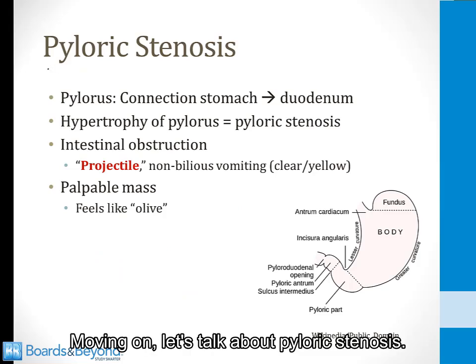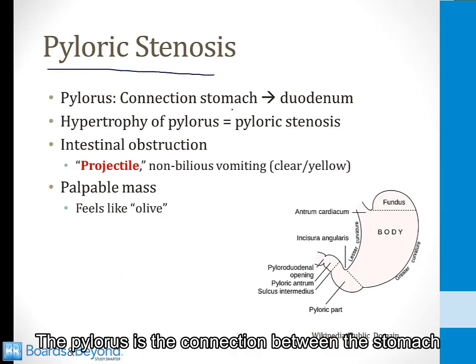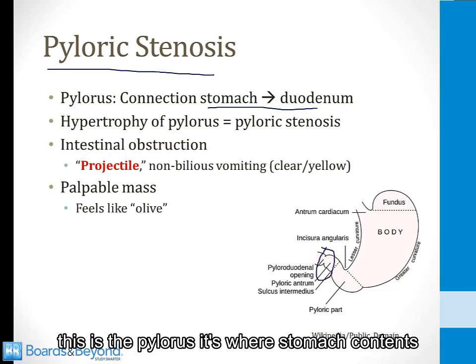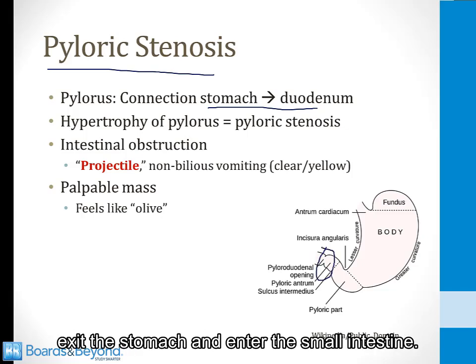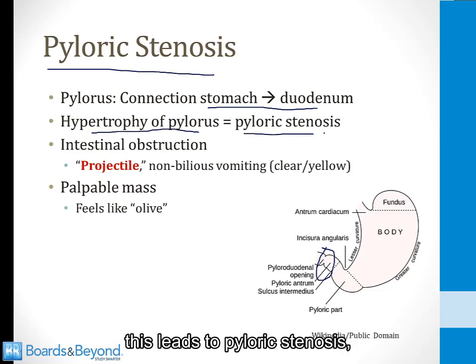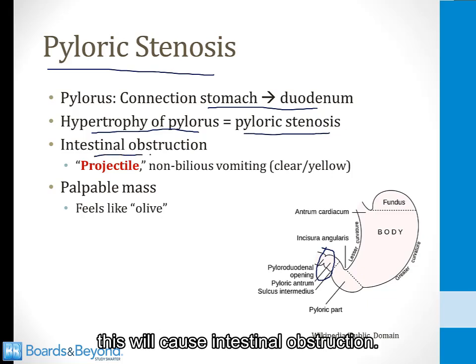Moving on, let's talk about pyloric stenosis. The pylorus is the connection between the stomach and the duodenum. If you look at this picture at the bottom of the screen, this is the pylorus. It's where stomach contents exit the stomach and enter the small intestine. If there is hypertrophy of the pylorus, this leads to pyloric stenosis. This will cause intestinal obstruction.